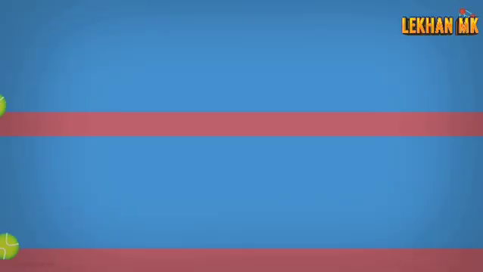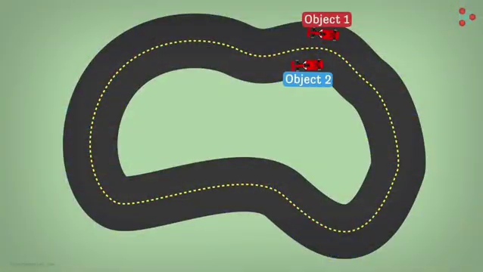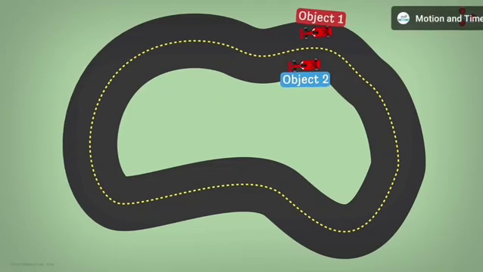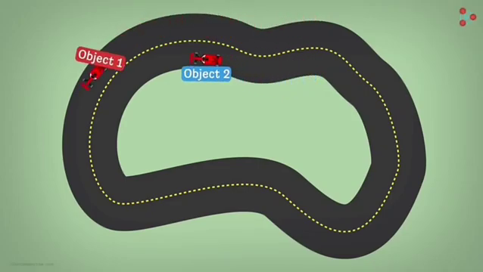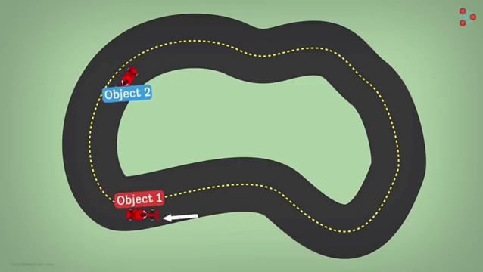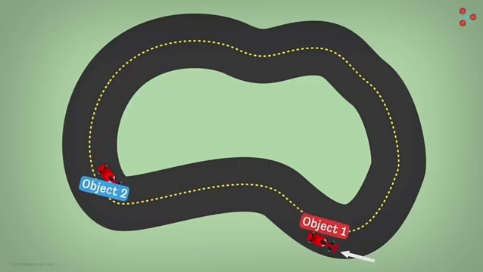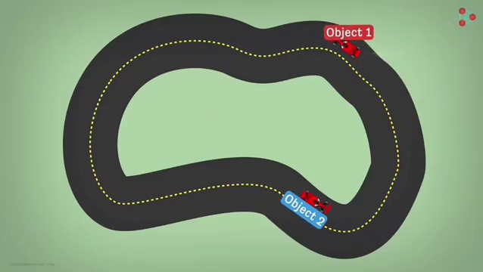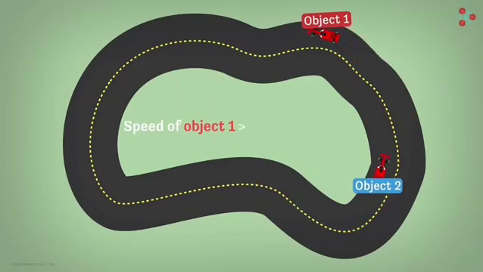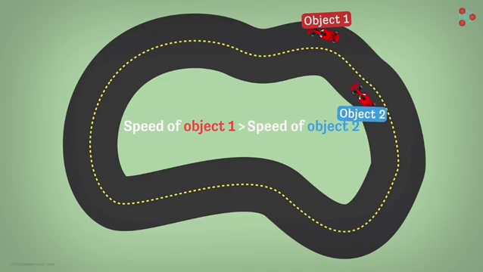Do you know whether an object in motion is traveling faster or slower than another object? Consider two objects, Object 1 and Object 2, both moving along the same path. Just by looking at their motion, can you tell me which one of them is moving faster? Clearly, this one is moving faster. In comparison to Object 1, Object 2 keeps lagging behind. Hence, we say that the speed of Object 1 is more than the speed of Object 2.